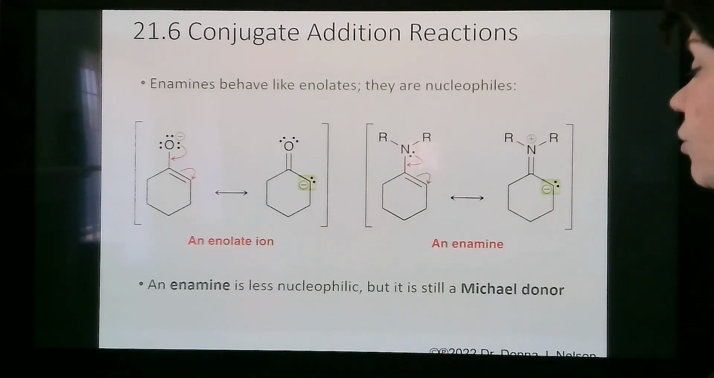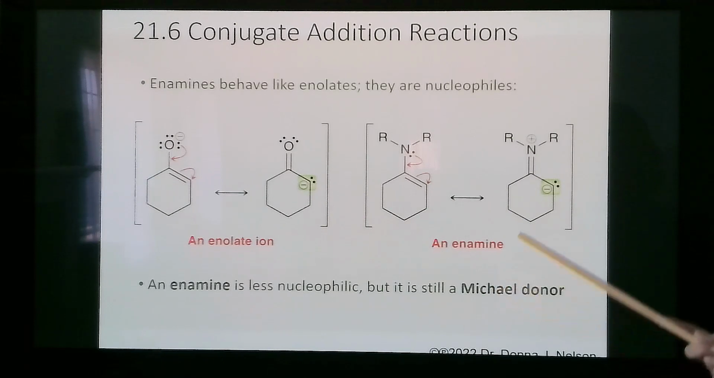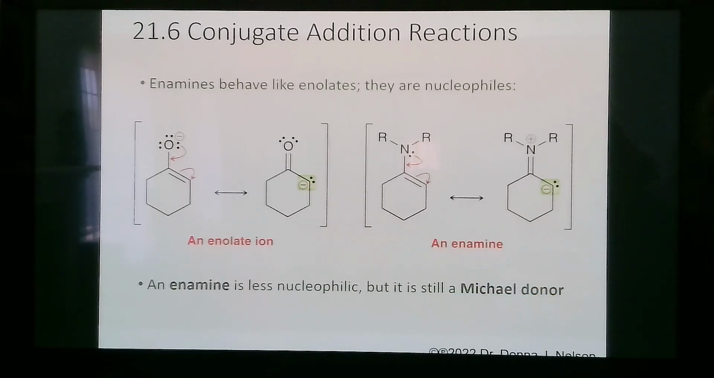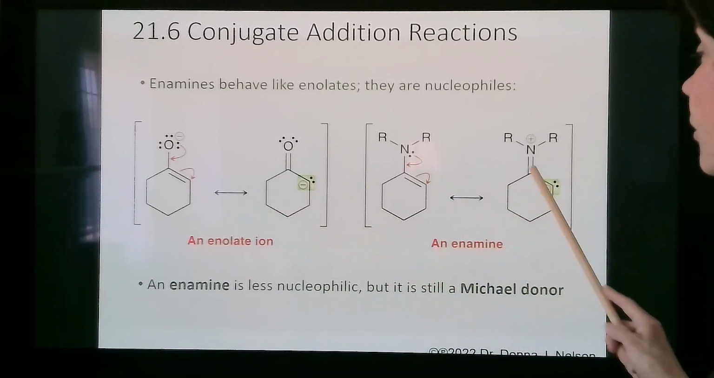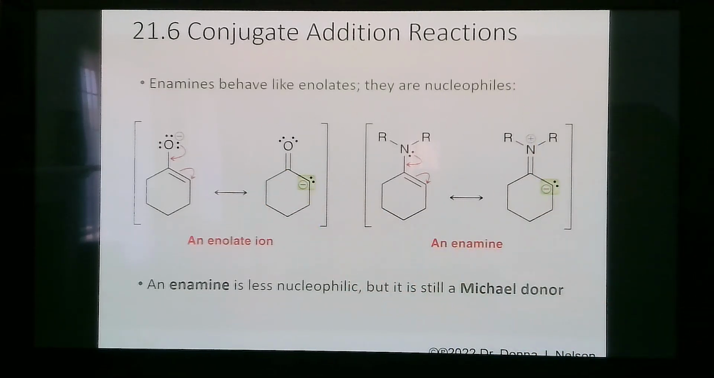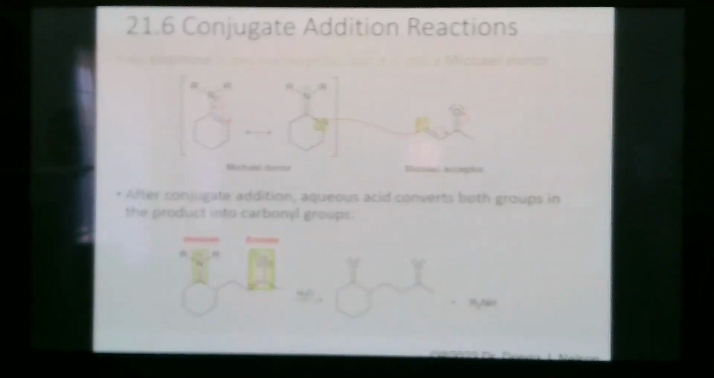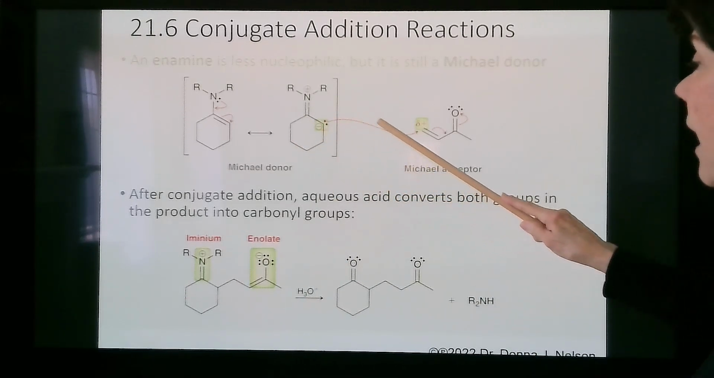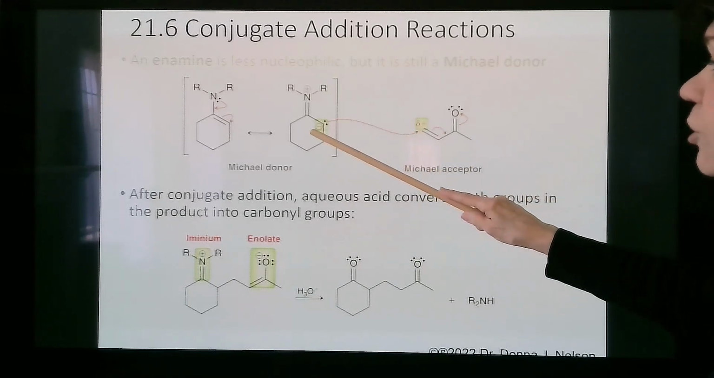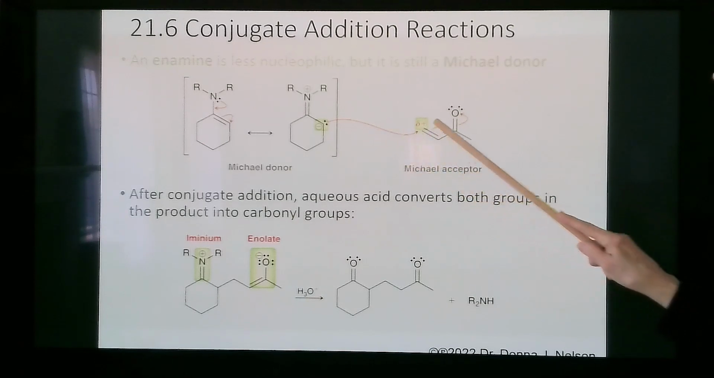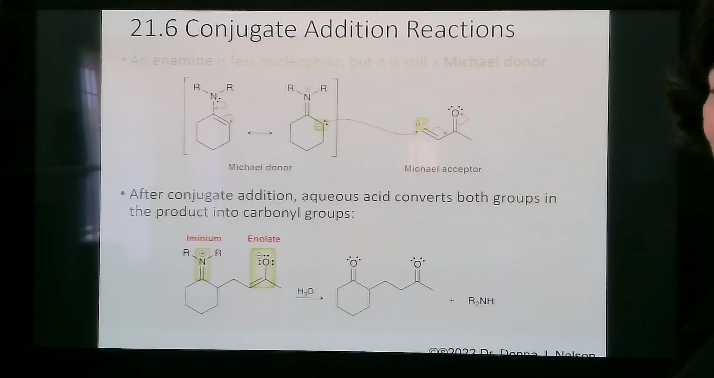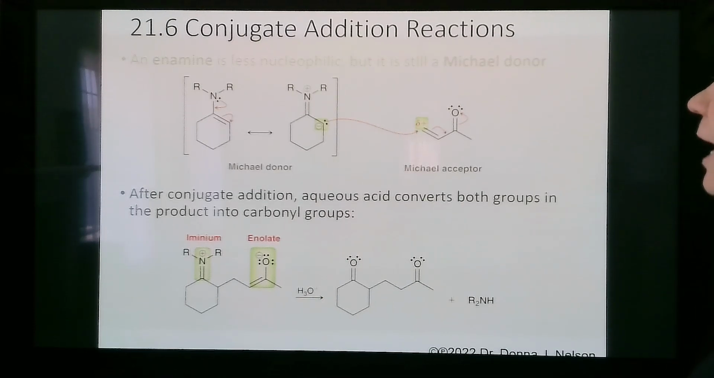So an enamine is less nucleophilic, but it is still a Michael donor, because this partial negative charge will be less than the partial negative charge on the other side. And remember, these are a pair of resonance structures, because only electrons move in resonance structures. So now, here we have your enamine shown as attacking at the beta position. So this is functioning as a Michael donor, a Michael acceptor, 1,4 addition, also called conjugate addition, so many different terms applied to this particular reaction.